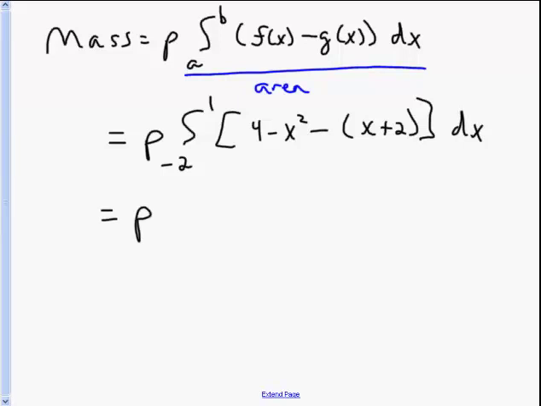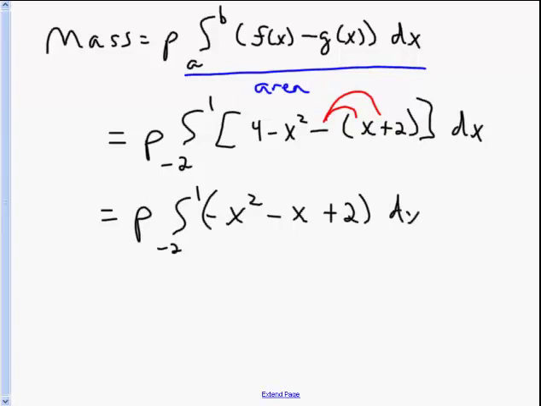So this is going to be rho times the integral from negative 2 to 1. I'm going to write this in descending order. This is going to be negative x squared minus x, if I distribute my negative in here. And then I have the 4 and the negative 2, which end up being a positive 2.